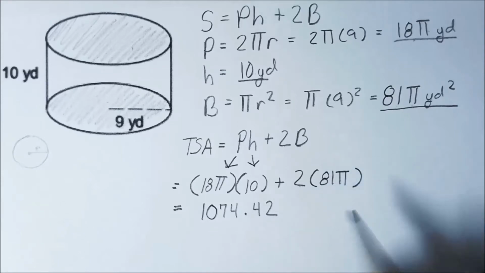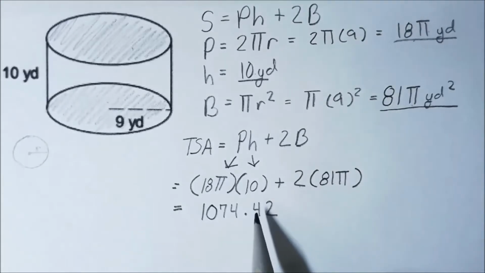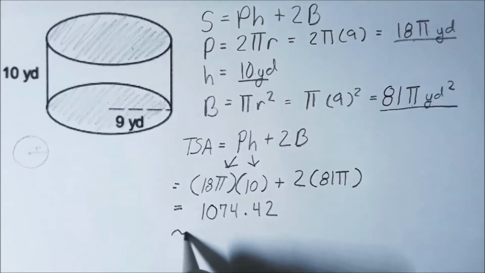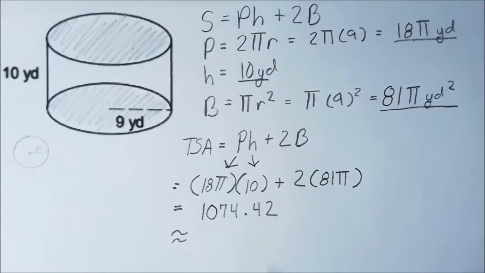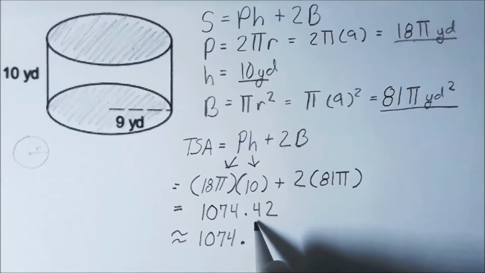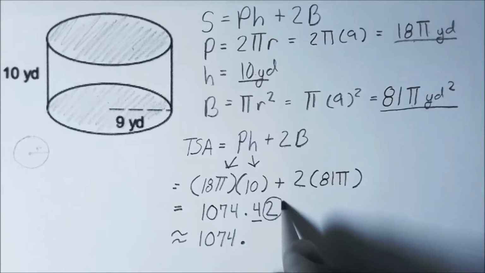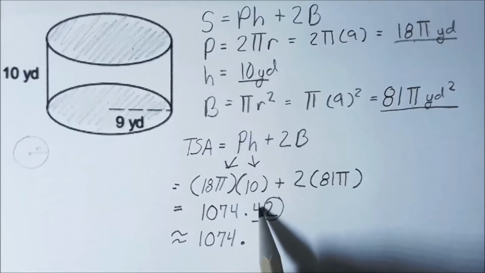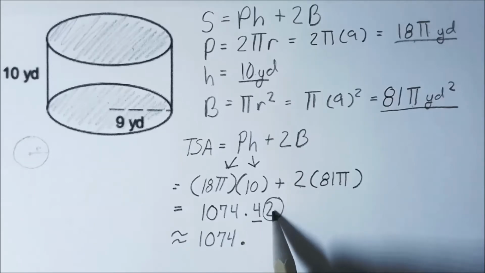So I have 1074.42. Now what I want you to do is approximate that down to just a single digit in the tens place. So we're going to put the approximation sign. It's approximately 1074 point. Now I'm going to underline this one and circle this one. So I want you to approximate to this tens place. So we look at this number. If this number is 5 or greater, then we round up. If it's 4 or less, we round down. So since that is a 2, we round down, and that means we just keep the 4.